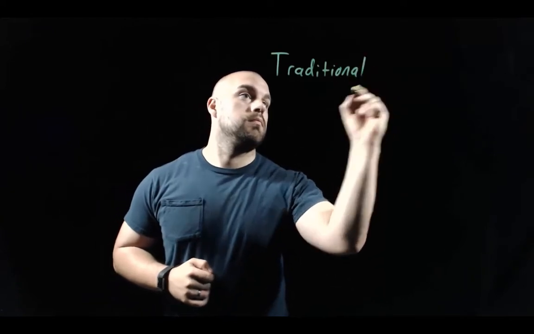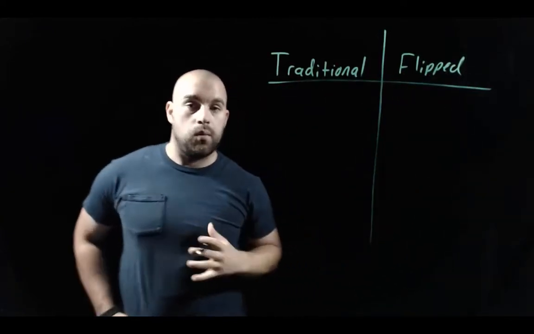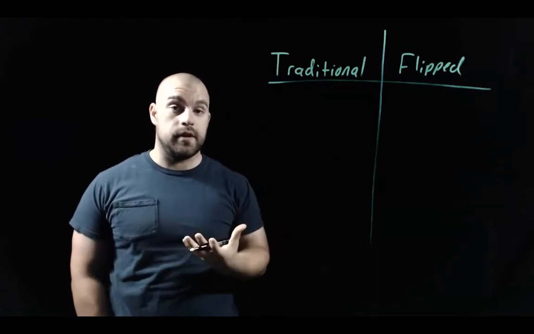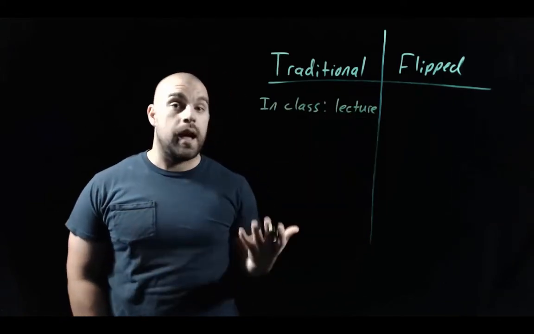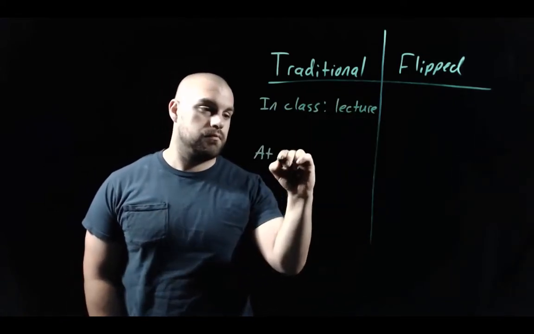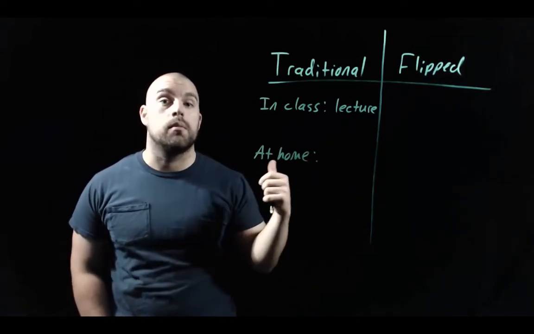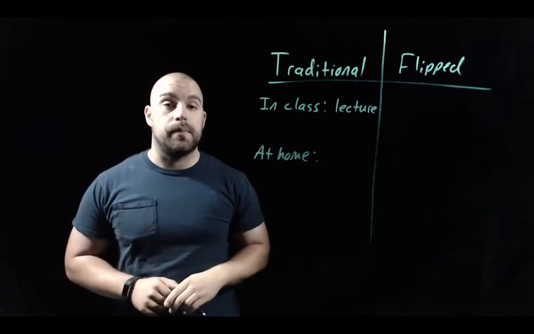So now let's take that traditional classroom that most of us are used to and compare it to a flipped classroom. So we've already talked a little bit about what a traditional classroom looks like. In class, students receive the lesson via a lecture. And then after class, or at home, students are expected to work on either book problems or maybe a worksheet to try to reinforce some of those ideas that showed up in the lecture.